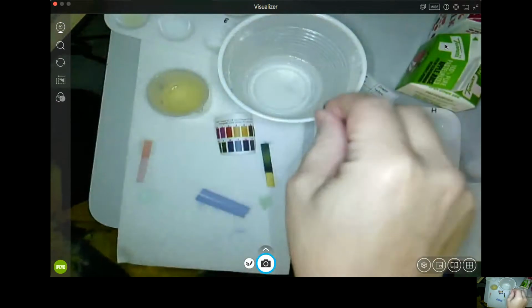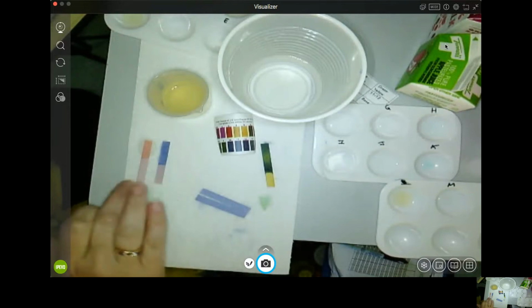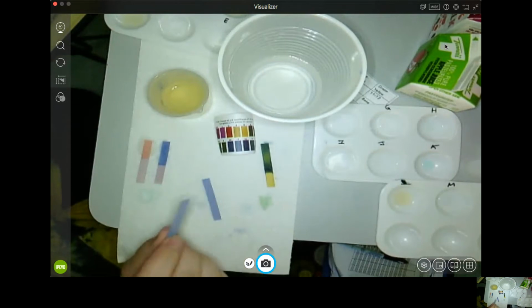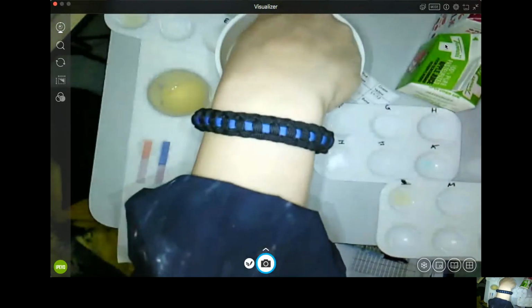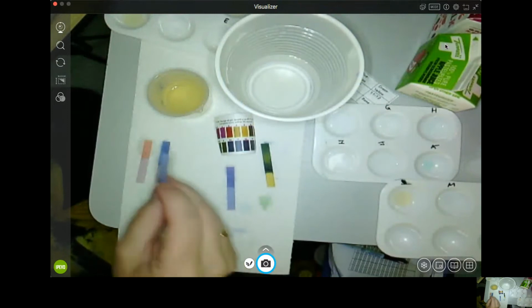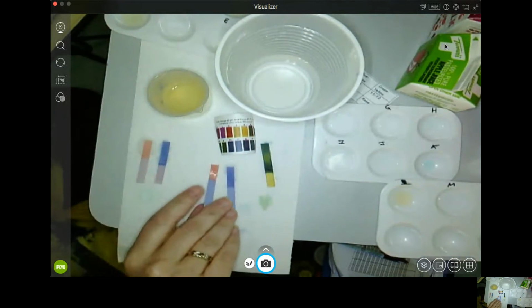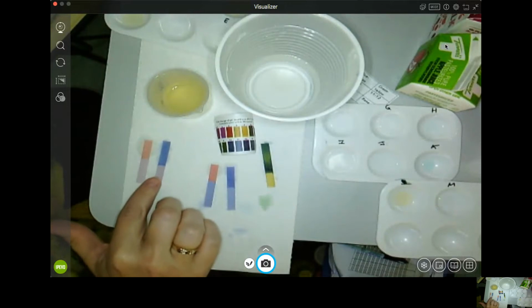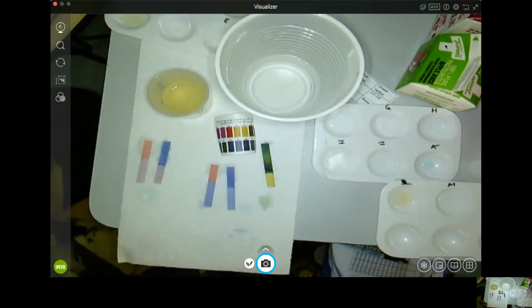If I put it in a base, it turns blue. So red litmus paper turns blue in a base. So what do you think is going to happen with blue litmus paper? If I put blue litmus paper in a base, it should do what? Stay blue. If I put blue litmus paper in an acid like lemon juice, what should it do? Turn red. So blue litmus paper turns red in an acid. Red litmus paper turns blue in a base, okay?